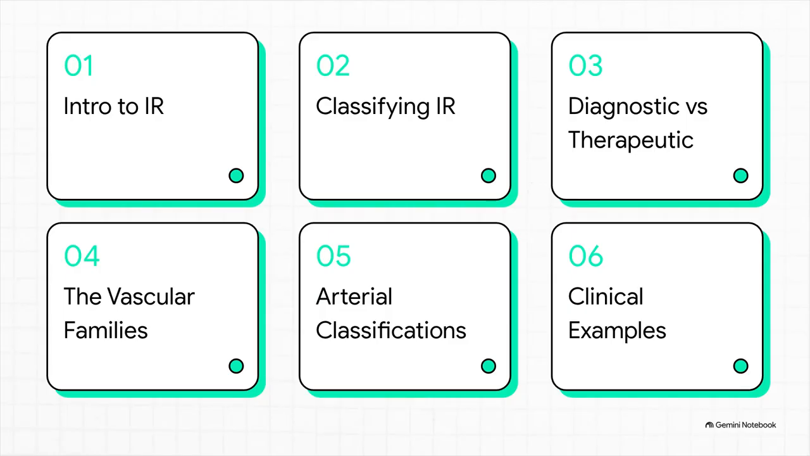We'll start with a brief refresher on interventional radiology, classify the procedures, explore the vascular families, and then we get to the really good stuff: the arterial classifications and real-world clinical examples of tracking catheter pathways. It's a macro to micro roadmap, so let's dive right in.